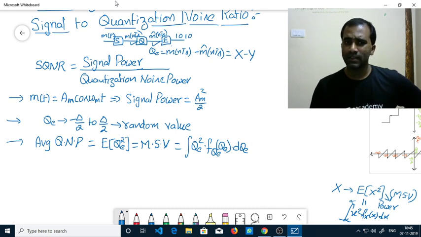Now, if you want to find this average quantization noise power, first of all, you should know the PDF. So let us assume this also. Here we are assuming the quantization error to have a uniform PDF.